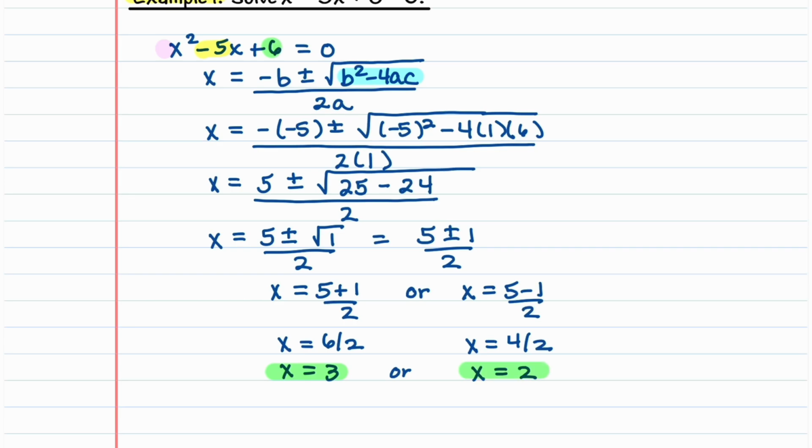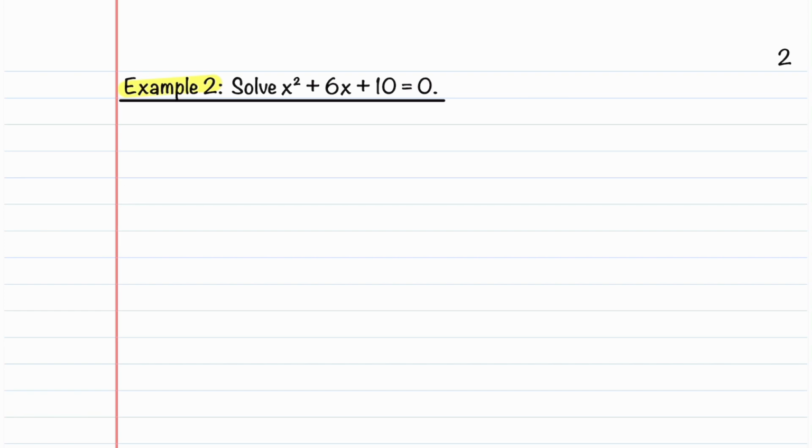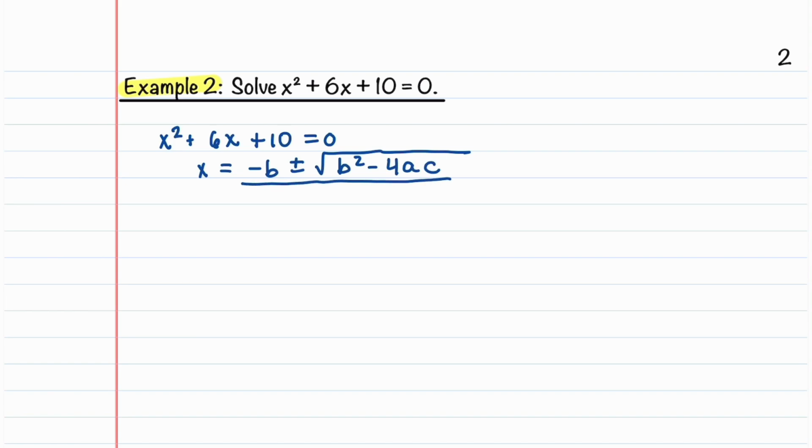Let's now do another example. This example looks similar to the one that we just did, but it actually isn't because in this example, we are going to get complex solutions. Let's begin by writing down our problem. We have x squared plus 6x plus 10 is equal to 0. Let's write down our formula. x is equal to negative b plus or minus the square root of b squared minus 4ac, all divided by 2 times a. Now we're going to plug in.